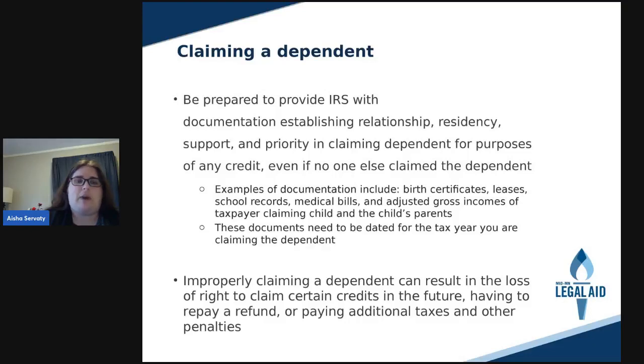And one thing to know is that you want to make sure that the documents are dated for the tax year that you are claiming the dependent. So if you get a letter for this school year for last tax year, you want to make sure that they mention that the student, the qualifying child, was living with you for the 2023 year, even if the letter is dated in 2024. It can't just say that they currently reside with you. And improperly claiming a dependent can result in the loss of the right to claim certain credits in the future, having to repay a refund, or paying additional taxes and penalties and interest.